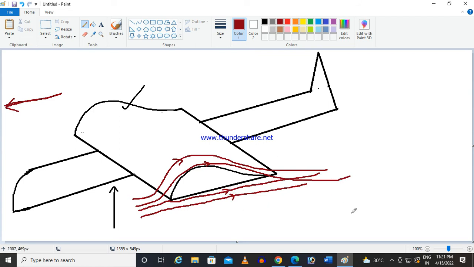Now we can assume this is a streamlined flow. Okay, this is a streamlined flow, and from the structure of this wing, it is very easy to understand that this distance is lesser than this distance due to this curvature.